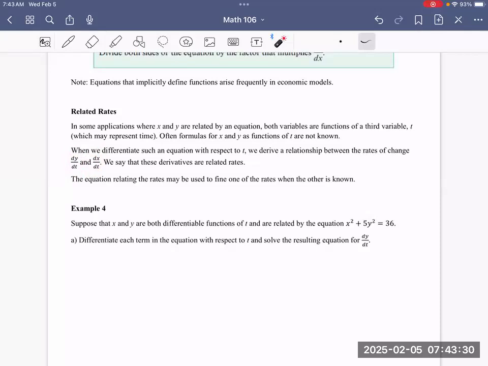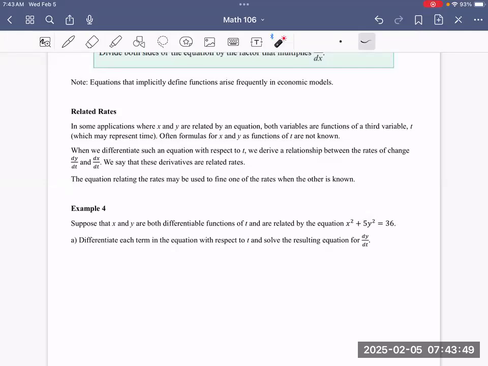So when we go to solve, typically last time we solved for dy/dx, but in our case, you might be asked to solve for dx/dt if we already know dy/dt, and vice versa. It all depends on what is given and what is not.